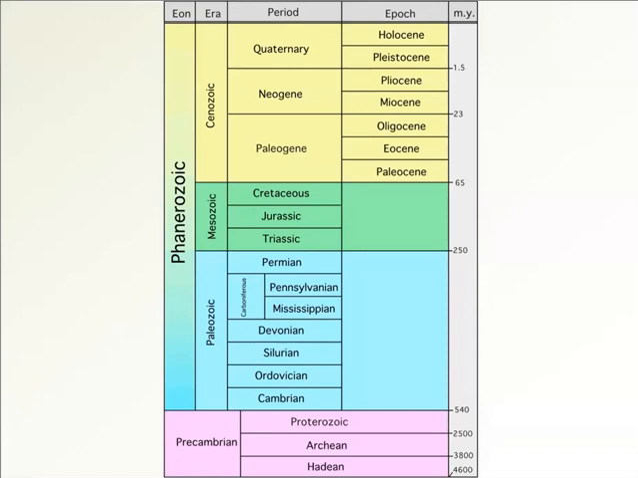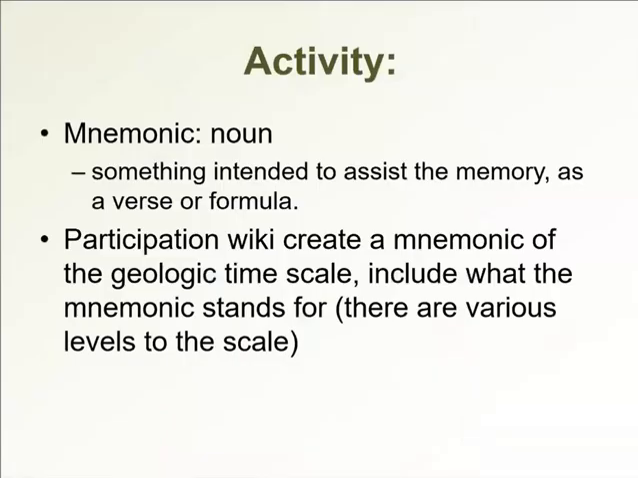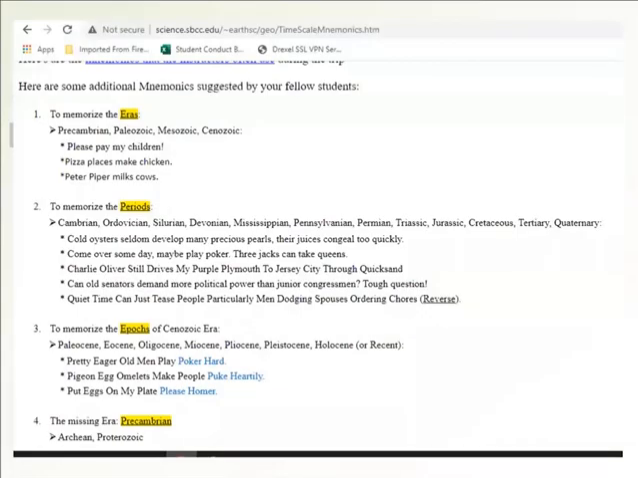This is why I was saying that for your activity, your participation, this time, I want you to tell me what you're doing. Are you doing the epochs of the Cenozoic? Are you doing all the periods? Tell me what your mnemonics are for. We're going to do the mnemonics, which is a way to remember these. The participation is going to be a wiki. Please create a mnemonic for geologic time and include what you're saying those represent. Here are some examples that I just screenshot.